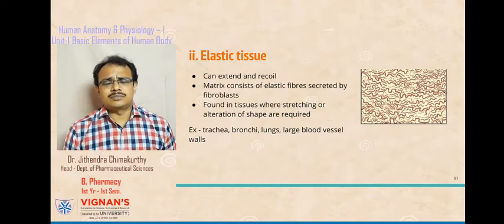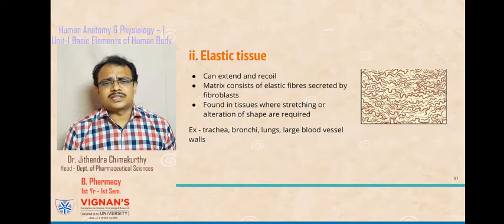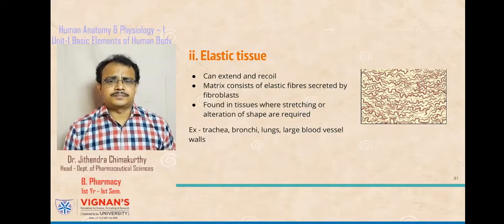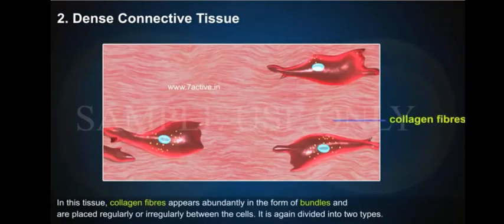Example, in large blood vessels which are to be dilated during the time of increased blood flow. They are present in trachea, bronchi, and lungs. 2. Dense connective tissue. In this tissue, collagen fibers appear abundantly in the form of bundles and are placed regularly between the cells. It is again divided into two types.